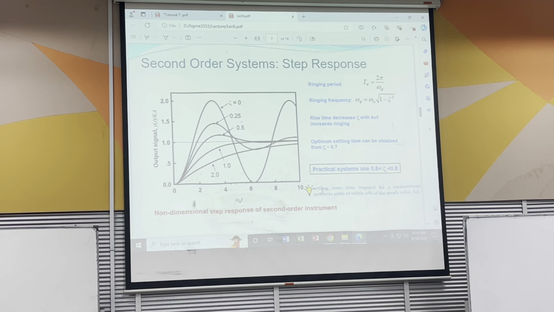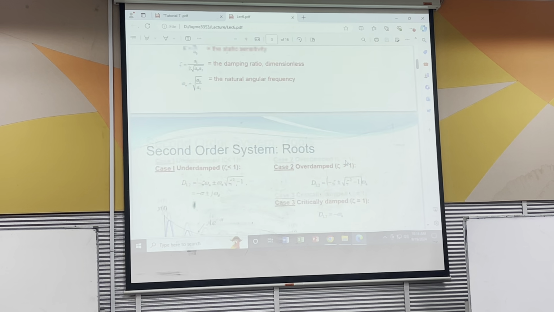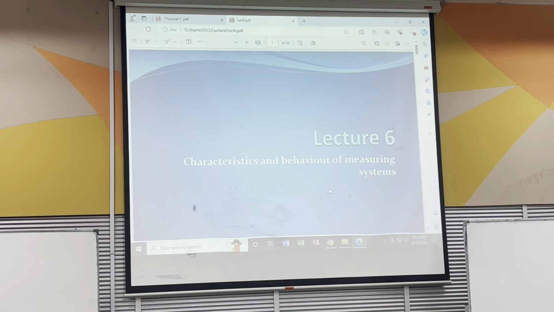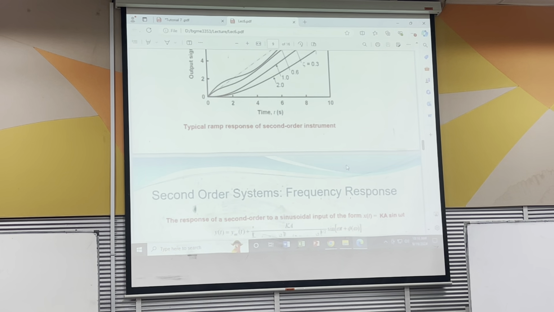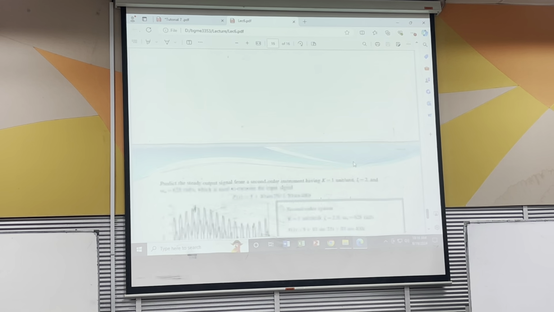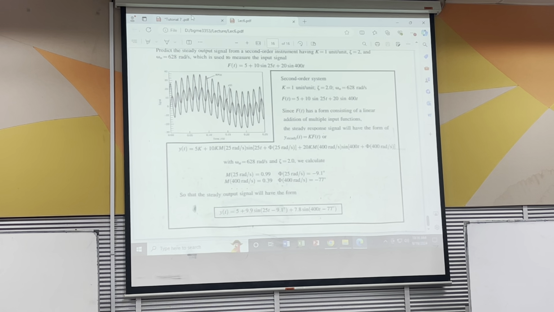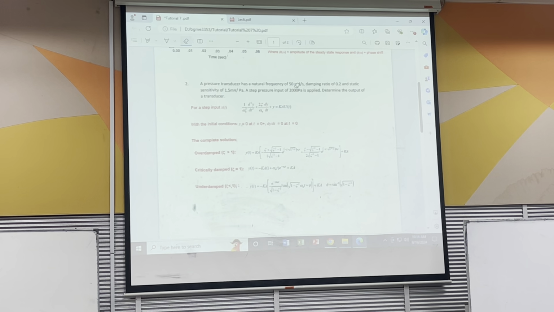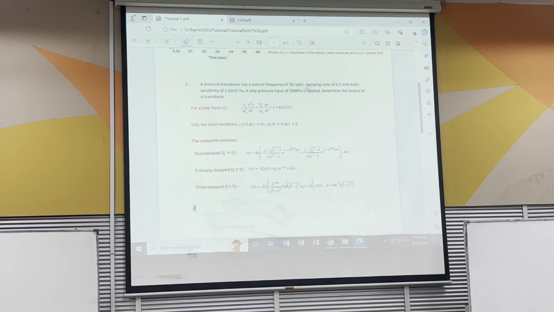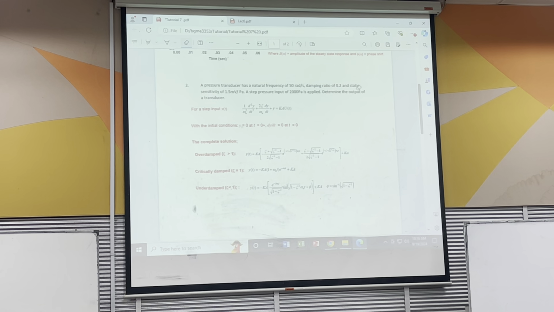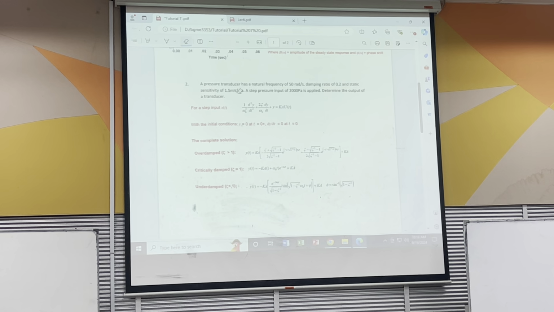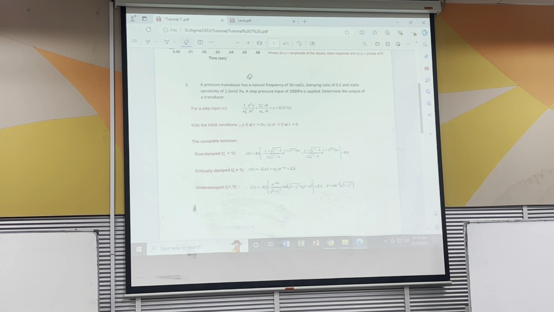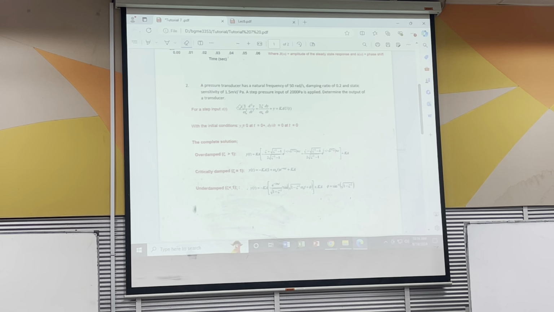Okay, right, so I think you all should have some basic understanding of all these different types of measuring system. After we do all this revision, time to finish up our tutorial. A pressure transducer has a natural frequency of 50 radian per second, a damping ratio of 0.2, and static sensitivity of 1.5 millivolt per Pascal. I think we have some similar question like this. A step pressure input of 2000 Pascal is applied. The question asks you to determine the output of the transducer.